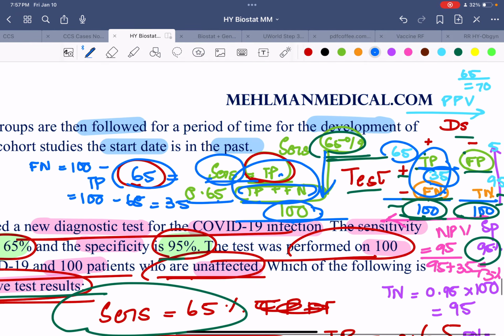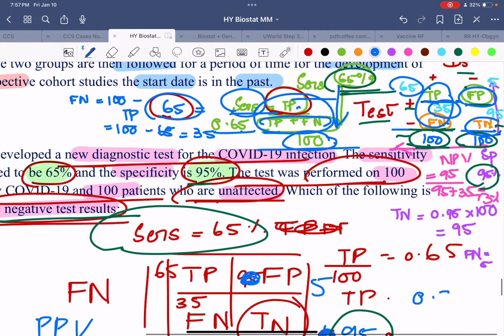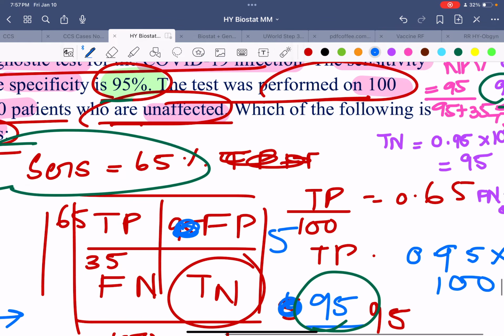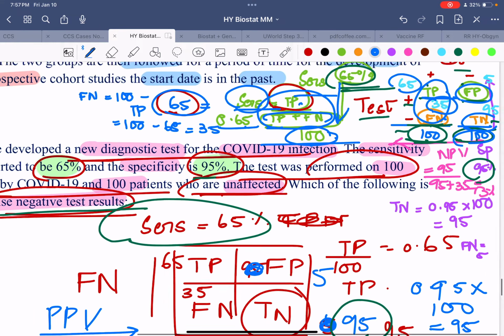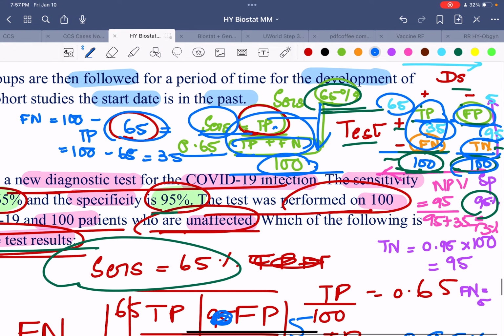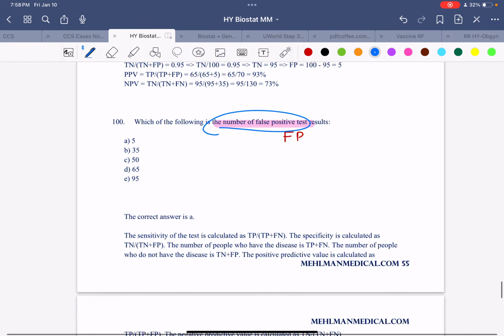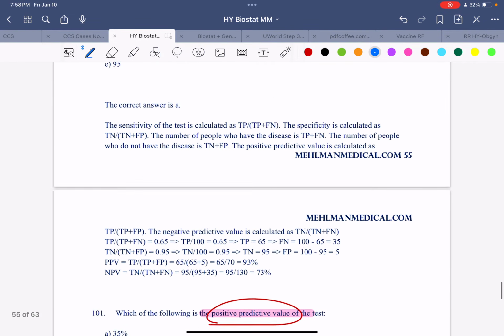But instead of sensitivity, you will now use specificity. First calculate true negatives. How do you calculate true negatives? By multiplying 95%, which is 0.95, by the total number of patients who are actually healthy. That's 100. 0.95 into 100 is 95. If that comes out to be 95, the false positives would be 5 by subtraction. So the correct answer is 5, which is A.